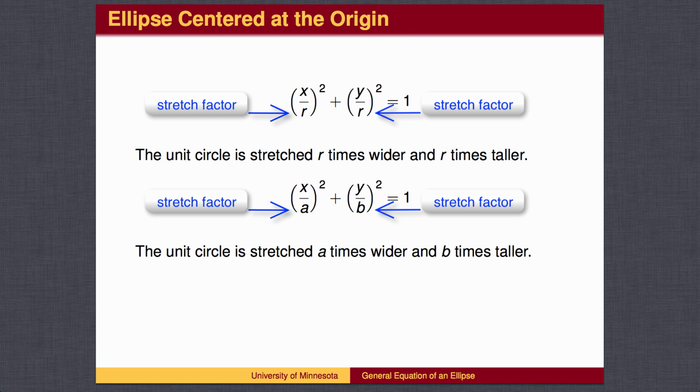An ellipse is a circle that has been stretched unequally. We can stretch by a factor of a in the x direction and a factor of b in the y direction. We can also write the equation of an ellipse without the parentheses. The last equation is the standard form of an ellipse centered at the origin.